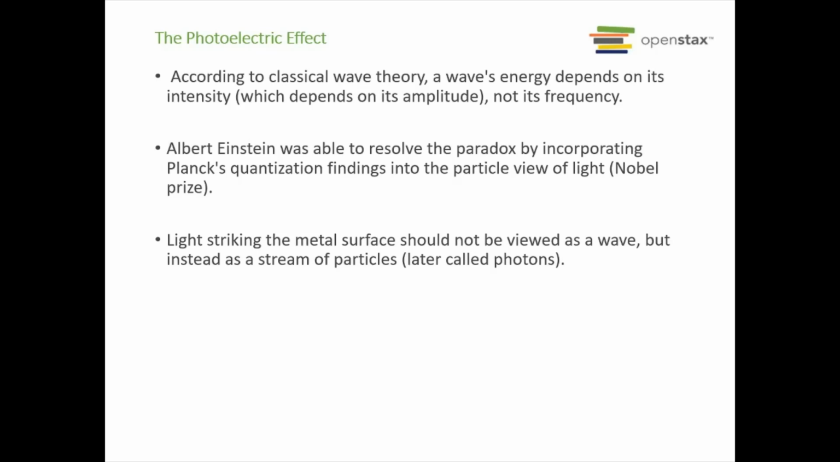So in classical wave theory, the energy of a wave depends on the intensity, not its frequency. But the opposite was seen. So Albert Einstein took Planck's quantization findings into the particle view of light, and this is actually what won him the Nobel Prize. Not E equals mc squared. It was actually the photoelectric effect work he did. So light striking a metal surface should not be looked at as a wave, but instead as a stream of particles that we define as the photon, and we will talk about.